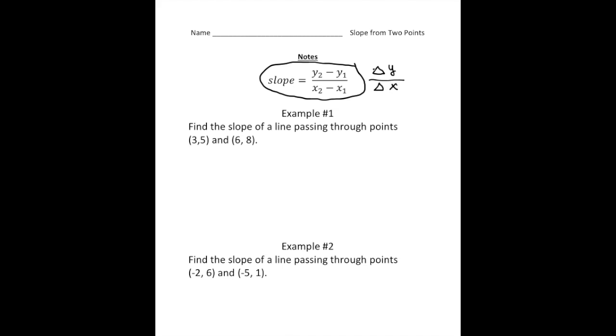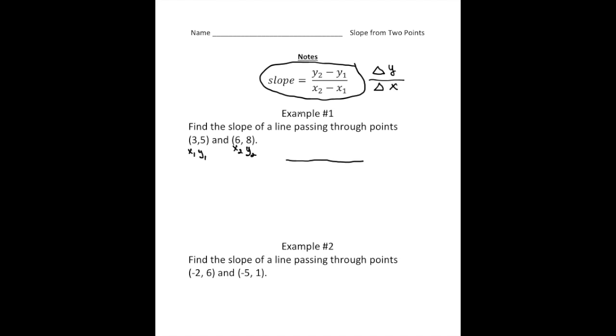So here we have a line that goes through these points (3, 5) and (6, 8). We're going to identify the 3 as our first x value, so I'm going to write x subscript 1, and then this 5 is our first y value, so it's going to be y1. This 6 is our second x value, so x2, and that 8 is our second y value, so y2. It's just a matter of being really accurate.